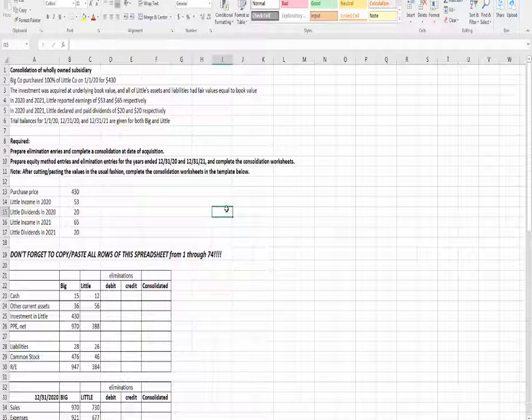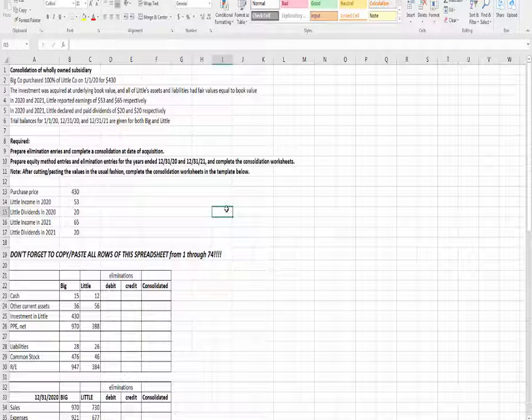The investment was acquired at underlying book value, and all of Little's assets and liabilities had fair values equal to book value. In 2020 and 2021, Little reported earnings of $53 and $65 respectively. In 2020 and 2021, Little declared and paid dividends of $20 and $20 respectively. Trial balances for the date of acquisition, January 1st, 12/31/20 and 12/31/21 are given for both big and little.